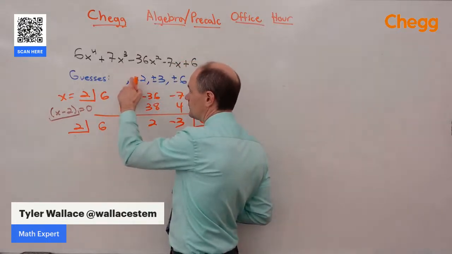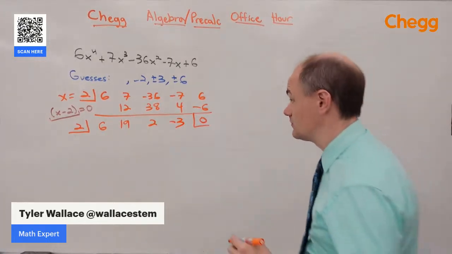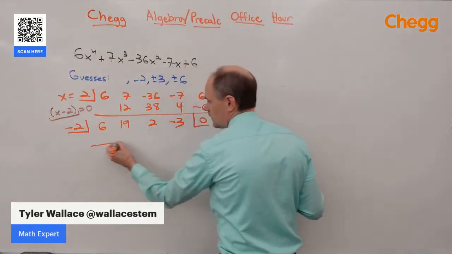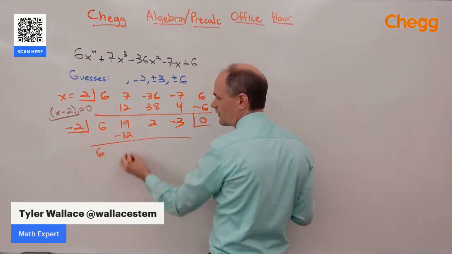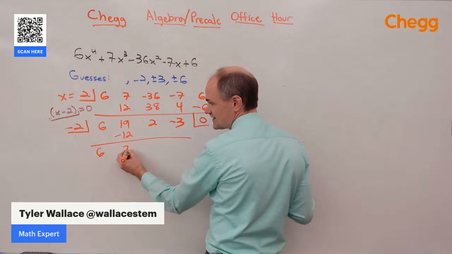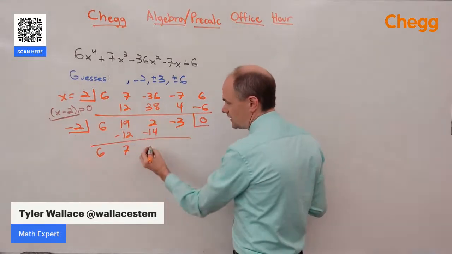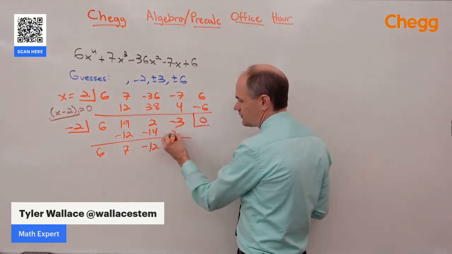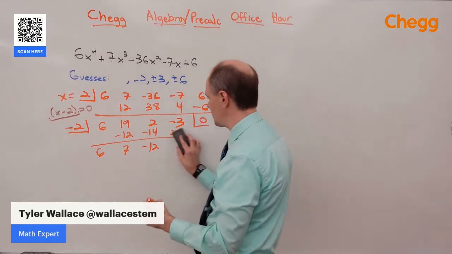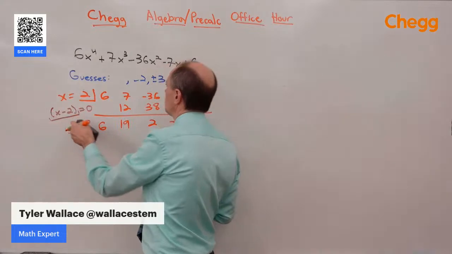All right, so positive 2 is out. Next, let's try negative 2. Do it again. Bring the 6 down. 6 times negative 2 is negative 12. Negative 12 plus 19 is 7. 7 times negative 2 is negative 14. 2 and negative 14 is negative 12. This isn't going to work either. It's not going to give me 0. So 2 is out.